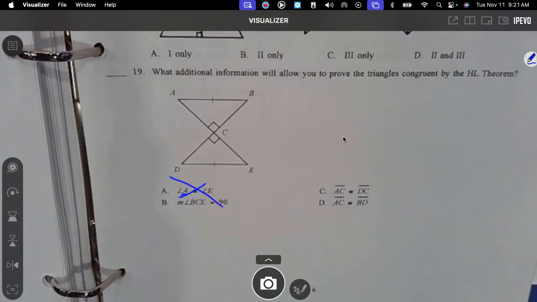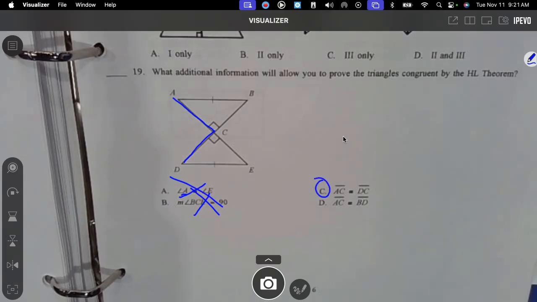No. B says that it's 90 degrees. I already know the 90-degree angle that I need. So it's not that. I know the 90-degree angles and the hypotenuse. I need to know that there's a leg that's the same. So let's double check theirs. They say that AC and DC are equal. Would that be a leg that's the same? It would. So it's C.